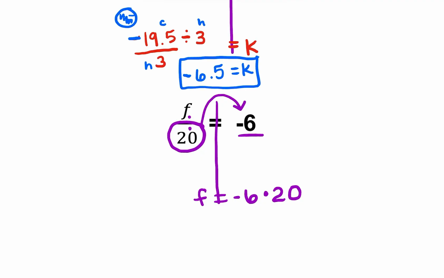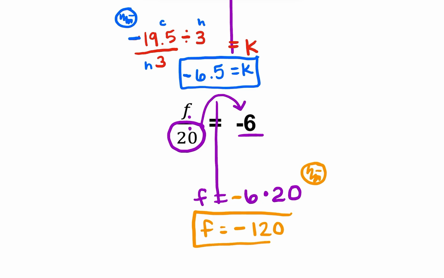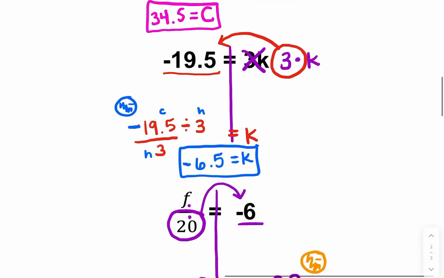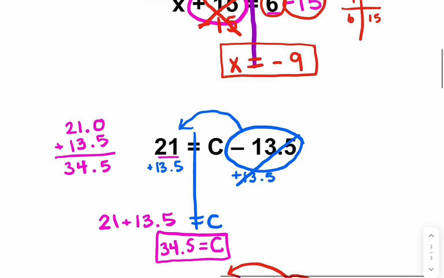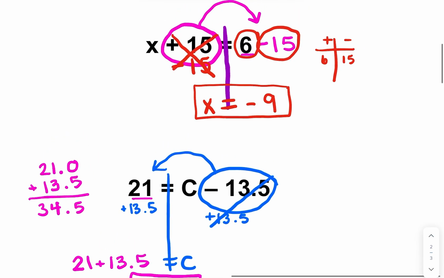And then I'm multiplying with a negative again, so I gotta have an integer man. I have a negative and a positive, so f equals negative, and then 6 times 20 is 120. All right, so make sure you circle what you are moving, and to move it, you have to do the opposite so you can undo.